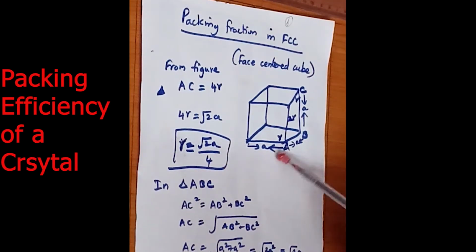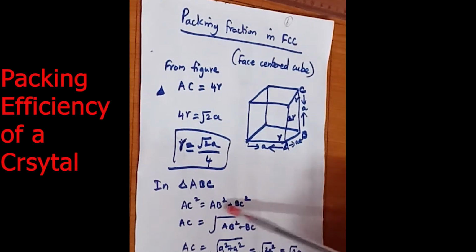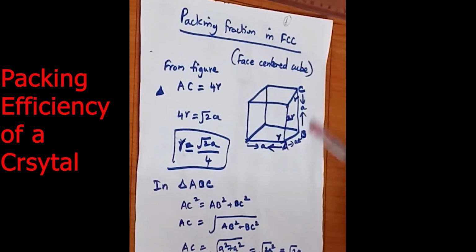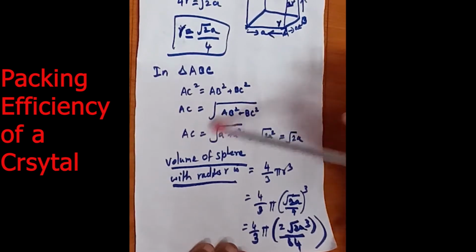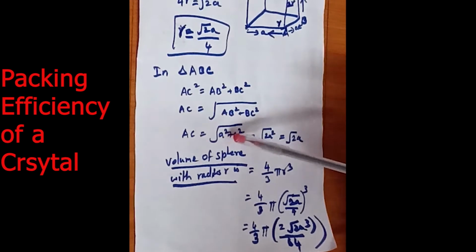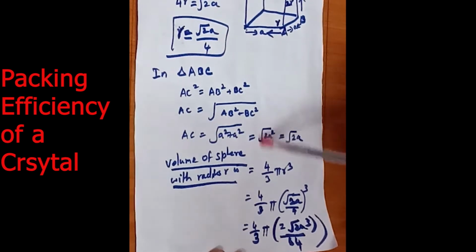So when you take the triangle ABC, AC, according to Pythagoras theorem, AC square equals AB square plus BC square. So AC equals root of AB square plus BC square. So the value of AB square and BC square equals a square plus a square, so AC equals root of 2a square, which is equal to root 2 a.